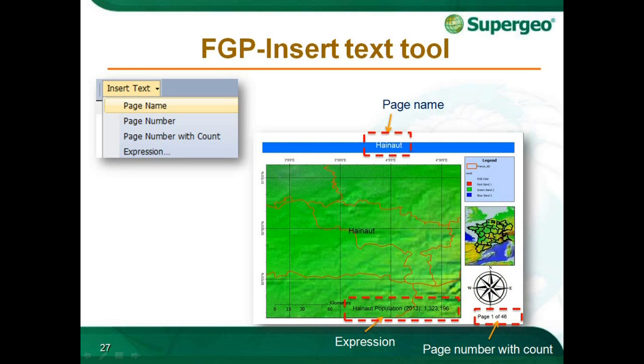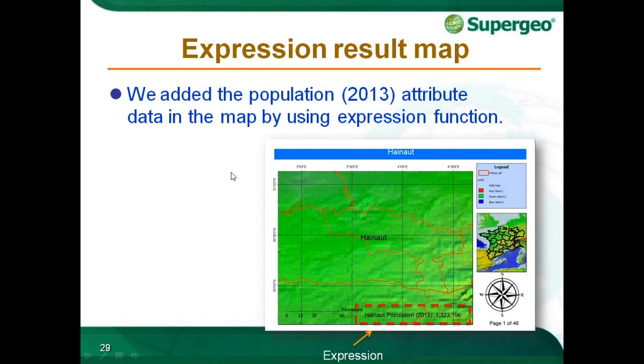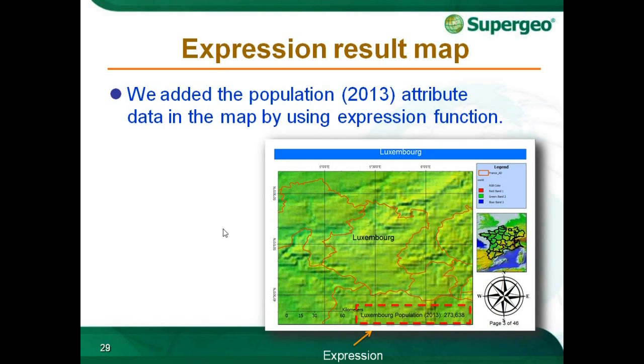Using the FGP tool, please insert the page name, page number with count, and expression. You can input the expression or use the field name in the field, the operating buttons, and the values to set the labels. Here we make an example with you. If you type the name field plus the population field, you will get the local place name plus the population numbers. So the population dynamically changes with the different French provinces. You can see the first line, the second page, and the third page.